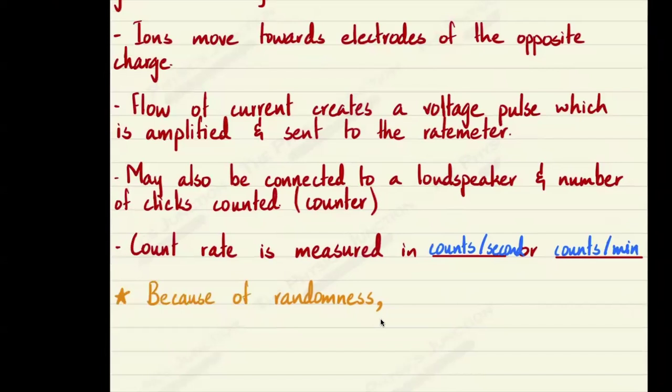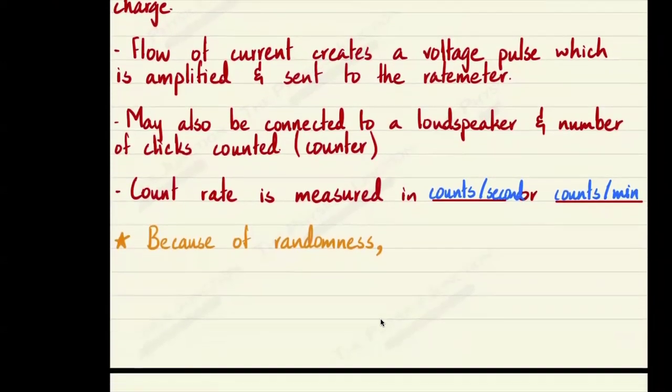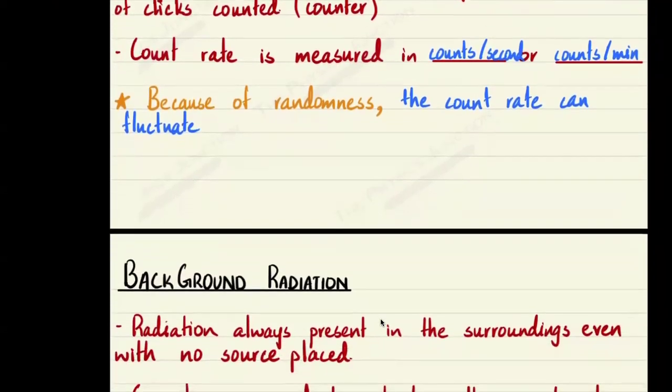And because we know radioactive decay overall is a random process, this applies to all three of the apparatus that we have seen here. Because of randomness, what we're talking about for this case would also apply to the other ones. The count rate can fluctuate, right? So sometimes it could be more, sometimes it could be less as well. So that's the idea of this thing here.